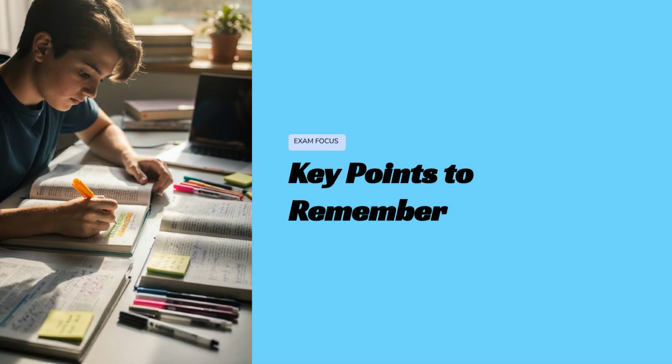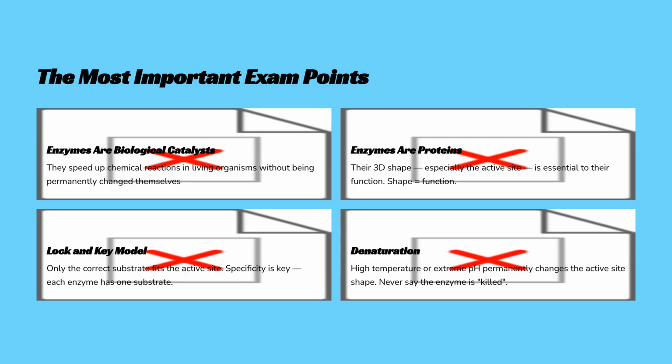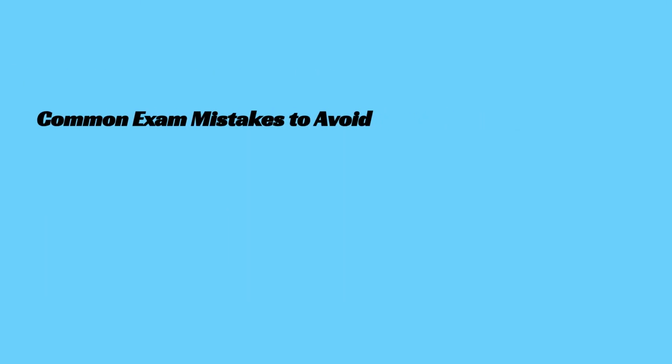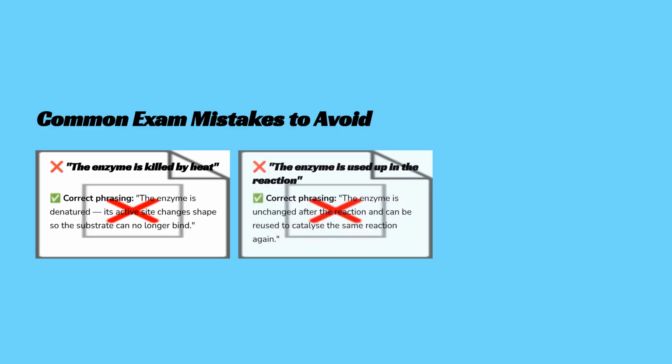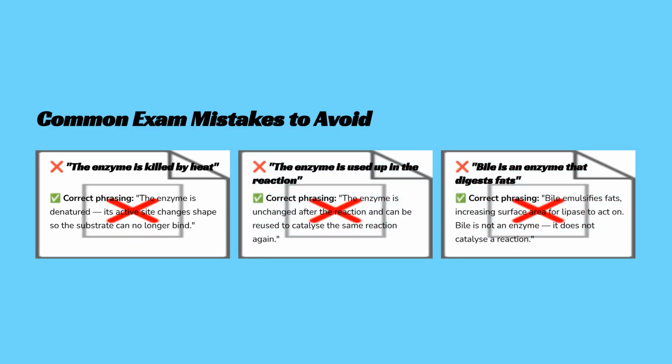Let's quickly review the key points to remember. First, enzymes are biological catalysts, speeding up reactions without being permanently changed. Second, they are proteins, and their 3D shape, particularly the active site, is essential for function. Remember to use the term denatured when explaining the effect of high temperature or extreme pH, and never say an enzyme is killed. Enzymes are unchanged and reusable after a reaction, and bile is not an enzyme.